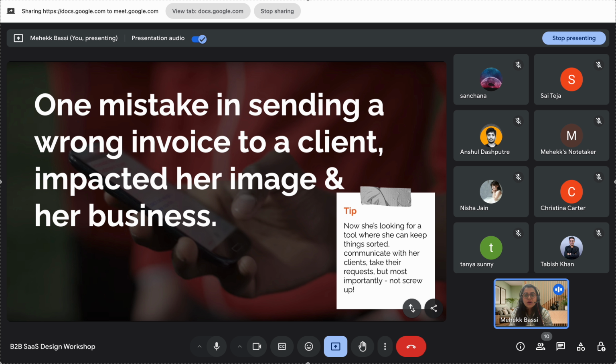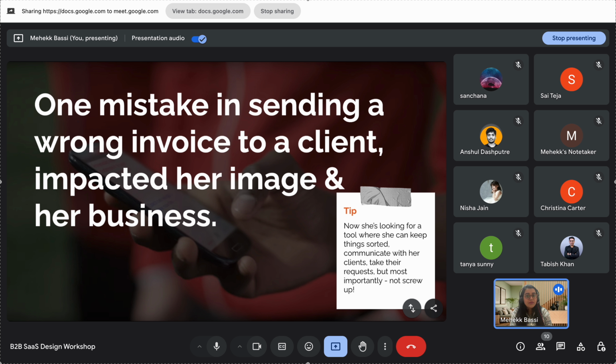Now, she made just one tiny mistake, but that cost her a lot. So, one mistake in sending a wrong invoice to a client impacted her image and her business. And now she's looking for a tool where she can keep things sorted, communicate with her clients, take their requests, but most importantly, not screw up.